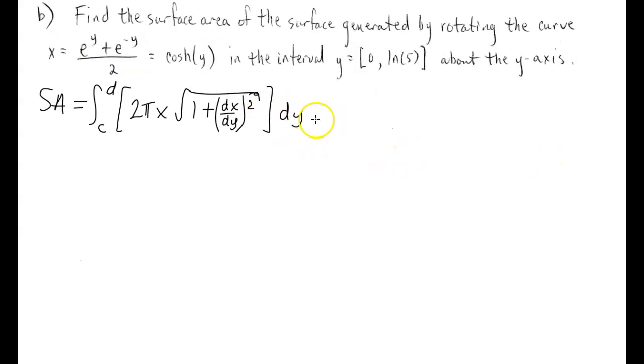So now we need to figure out what the derivative of our function x is going to be. So if we take the derivative of x with respect to y, of course we have 1/2 as a constant that we can just ignore. And of course the derivative of e to the y is just itself. And the derivative of e to the negative y is minus e to the minus y.